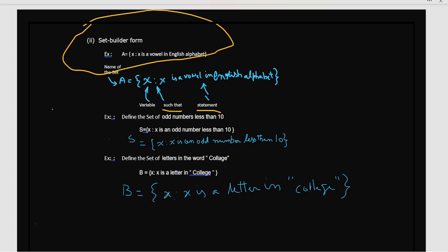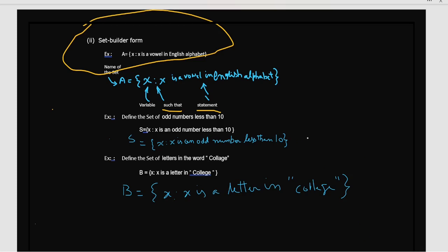Here we are defining a set by name A, and we are having a variable there. That variable x is such that x is a vowel in the English alphabet. This is the property of the elements in the set. That means all the elements in that set will share the common property. Outside the set, the elements will not have this property. That's the meaning of it.